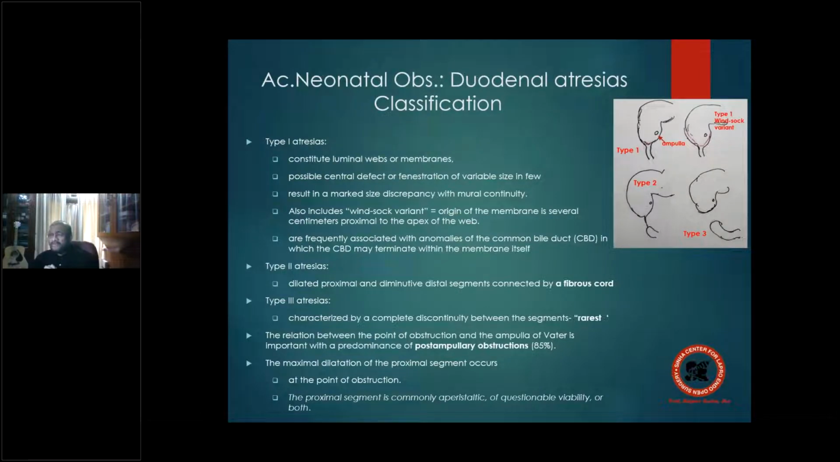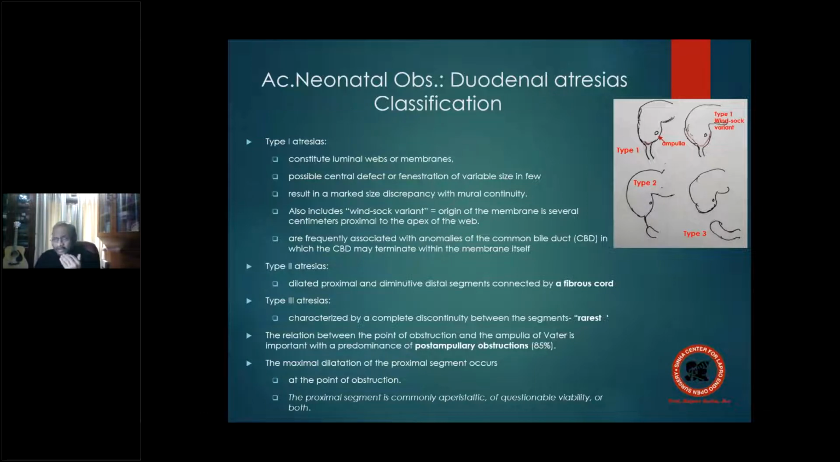Is that clear? Now we come to type 2 atresia, and here the mural continuity which was there. See, the muscle was continuous here. Muscle continuous. Here the muscle is not continuous. Instead, what do you have? You have a fibrous cord. So type 2 is a fibrous cord connecting the proximal dilated and the distal collapsed duodenum. Right? Now, in type 3, even this cord is missing. So you have discontinuity. There is no continuity between the distal collapsed limb and the proximal dilated limb. It is one of the rarest types of duodenal atresia.